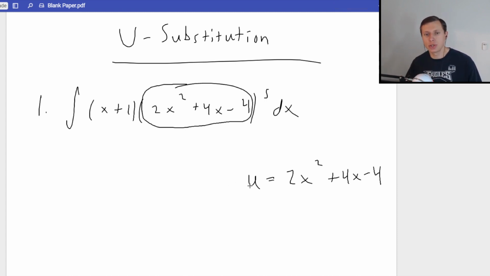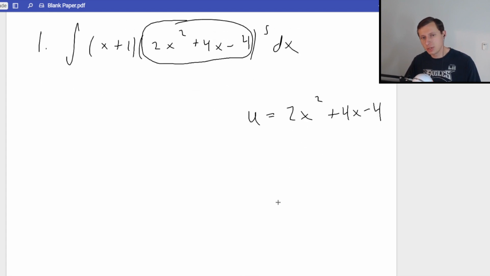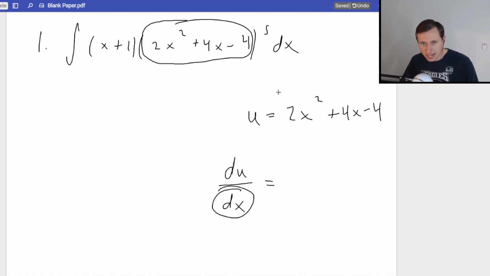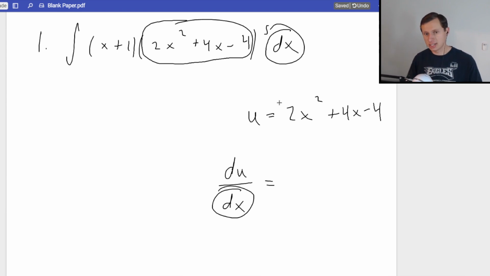So after you choose your u, the next thing we need to do is, even though this is an integral problem, we need to find the derivative of our u. In other words, we need to find du dx. It's also known as u prime. I do not write u prime though, because I ultimately need to solve for dx, so I can plug it back into my integral at the end there. See that dx at the end of the integral? That's why I need the d to solve for dx.